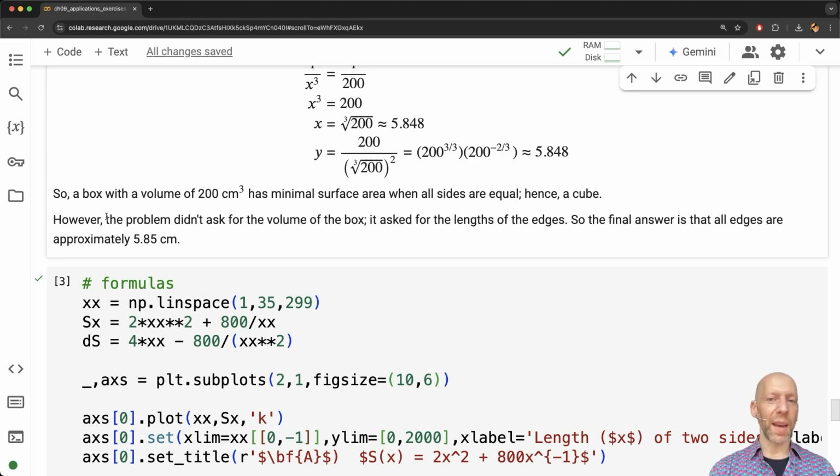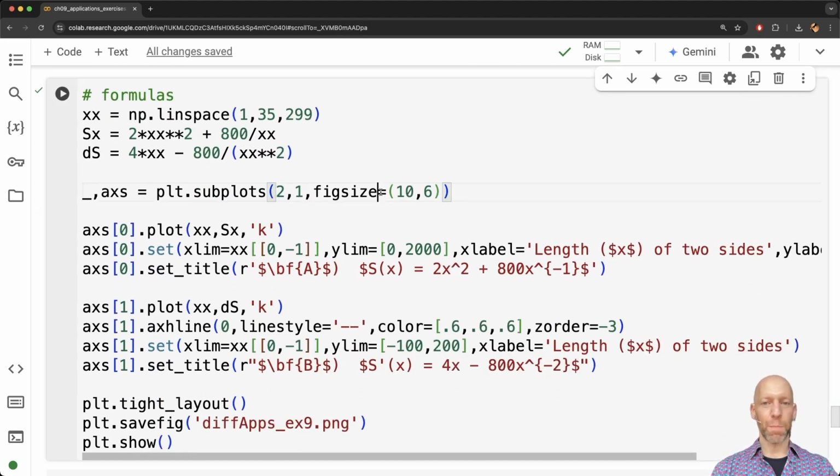Just keep in mind that the problem didn't ask for the volume of the box. It didn't ask for the cost. It didn't ask for the surface area. It asked for the lengths of the edges. So the final answer is that the lengths of the edges are around 5.85 centimeters.